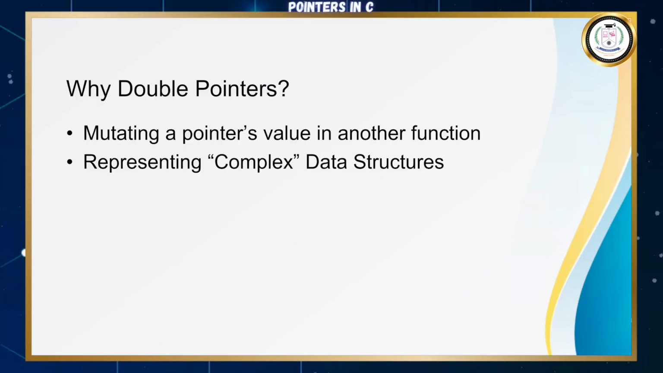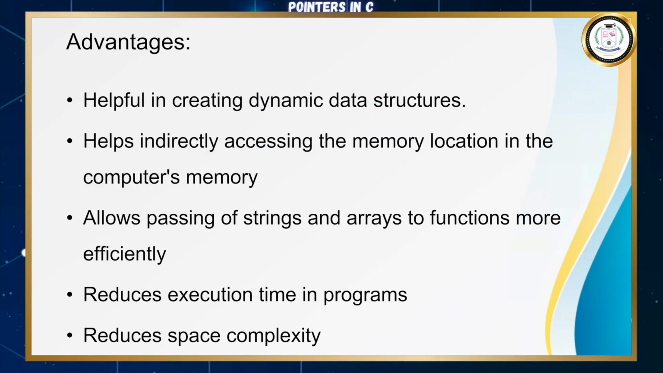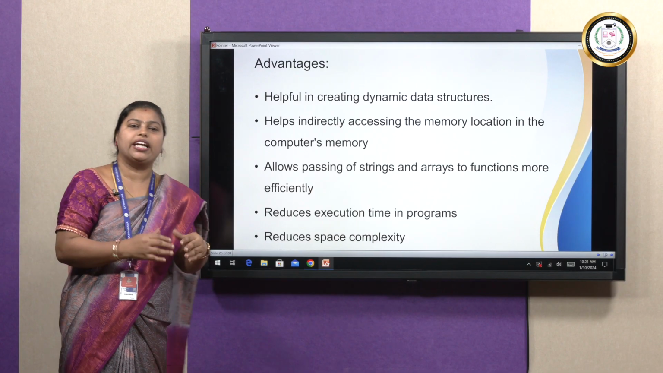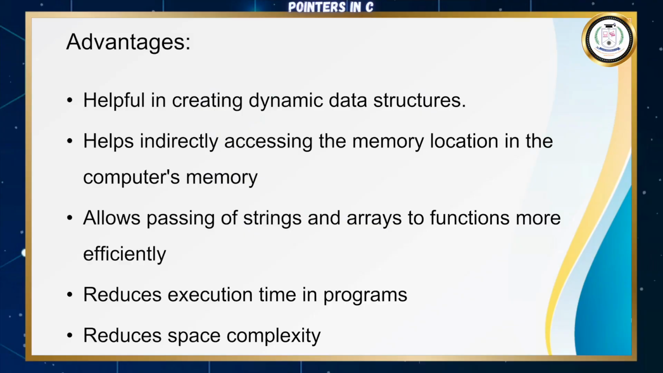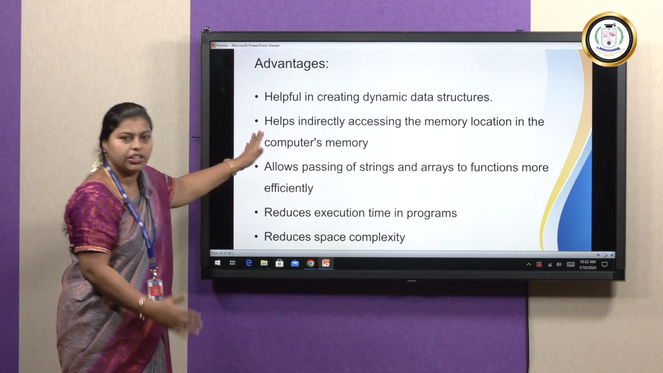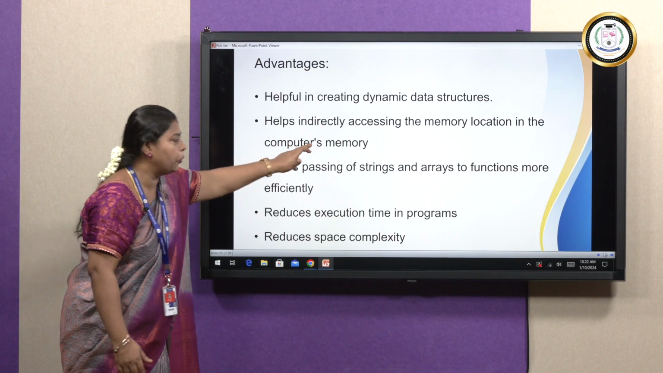Why double pointer? Because it is mainly used for handling complex data structures. And what is the advantage of using pointers? With pointers we can directly interact with the memory location of the hardware. It can avoid data duplication. So this is the main advantage of pointers. We can efficiently use them as programmers to interact with the computer memory.